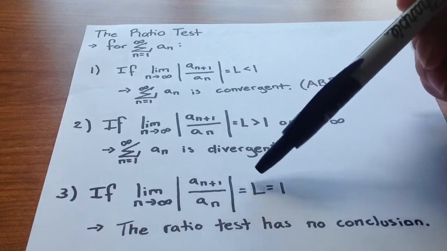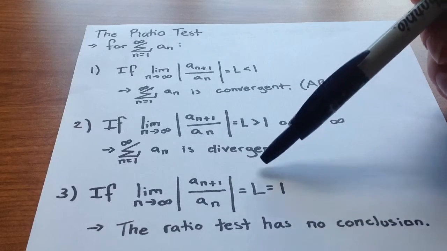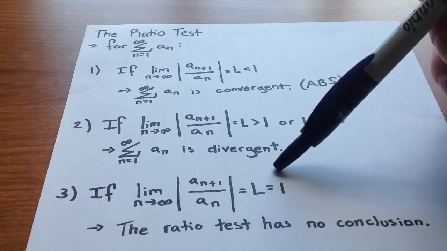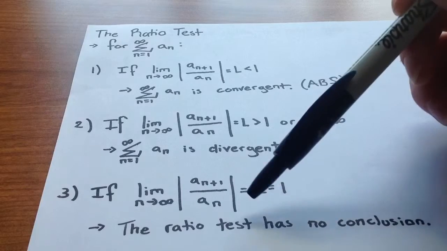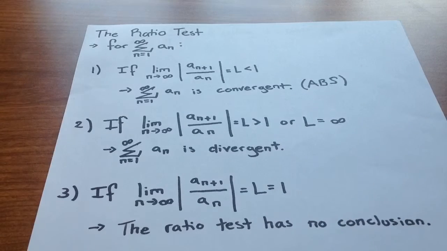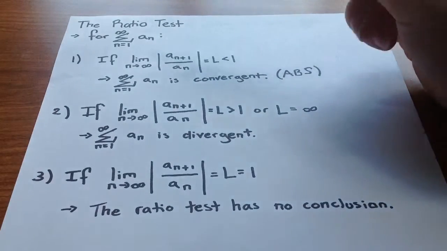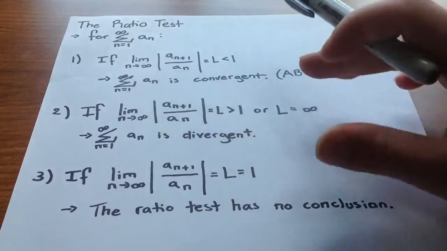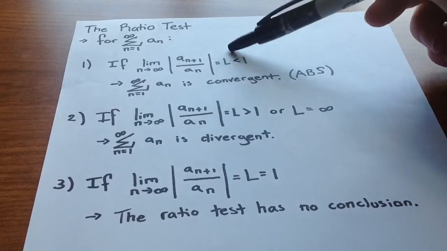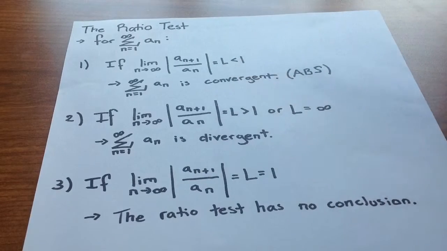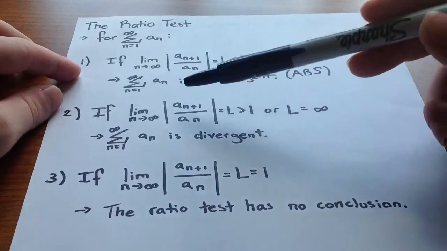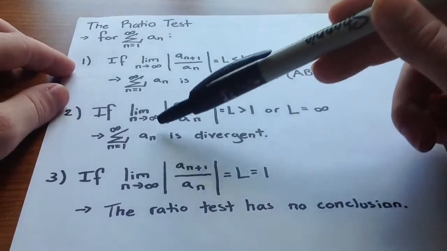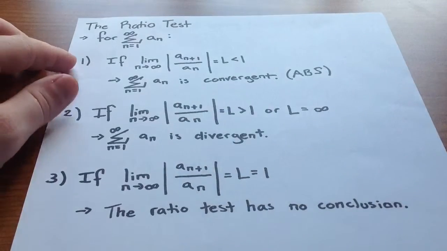Otherwise, the ratio test has no conclusion, but that's only when the value you get returned from this equation here is equal to 1. The ratio test will have no conclusion, and we would have to use a different test in order to evaluate the original series. So if the value is less than 1, then it's convergent or absolutely convergent, and if it's greater than 1, then the original series will be divergent.